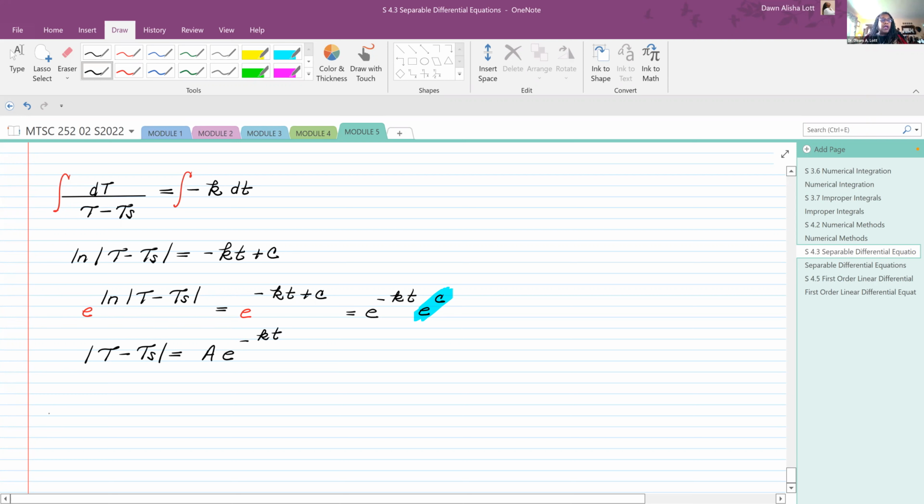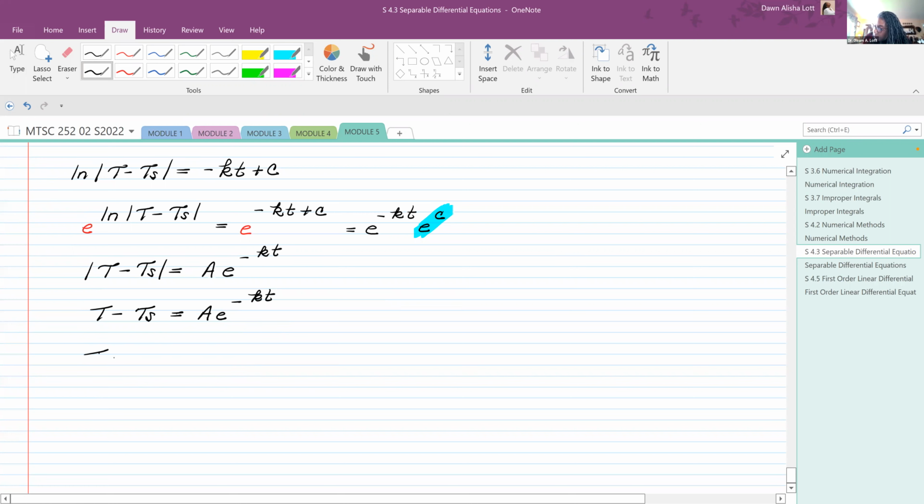Okay, now we're going to drop the absolute value because we're going to let the positive or negative of the absolute value appear in the coefficient A. So I'm going to have T minus Ts is A e to the negative kt. So now I can solve for T. So T is equal to Ts, that's the temperature of the surrounding, plus A e to the negative kt.